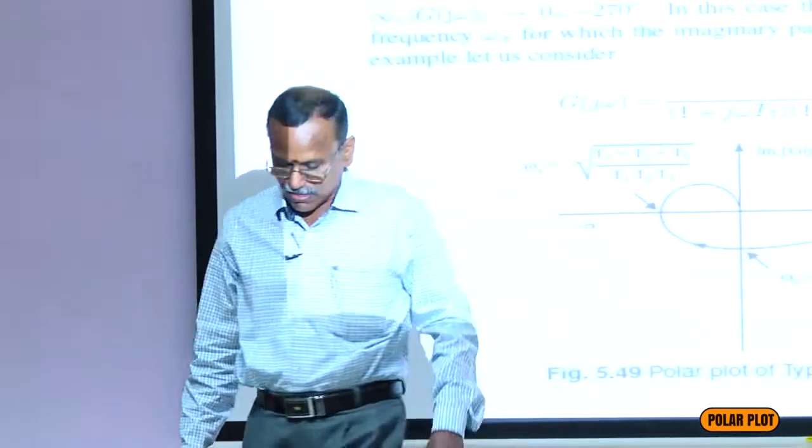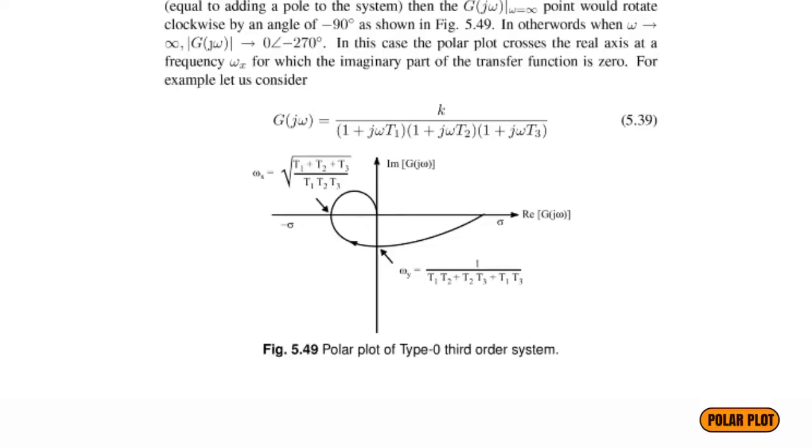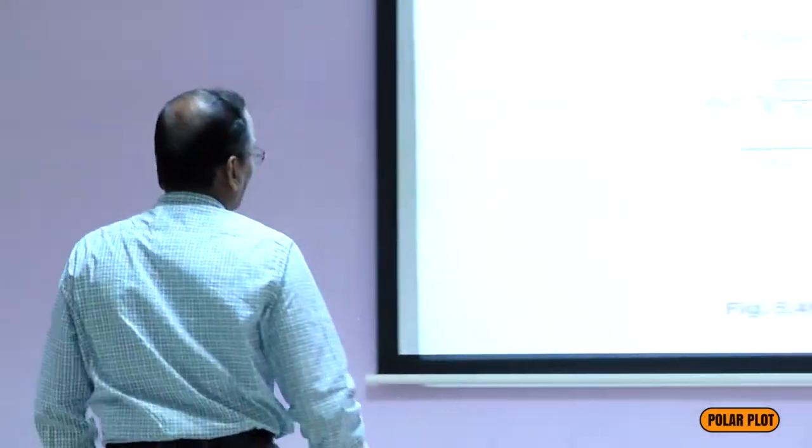For that, we have to multiply the numerator and denominator by the complex conjugate of the denominator. Here, take the complex conjugate: 1 minus j omega tau 1, 1 minus j omega tau 2, 1 minus j omega tau 3. You multiply the numerator and denominator by the complex conjugate. The denominator becomes pure real: 1 plus omega square tau 1 square, like that. The numerator becomes both real and imaginary. Separate the real part and the imaginary part.